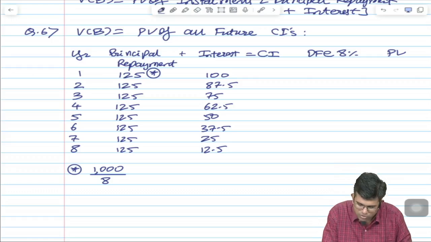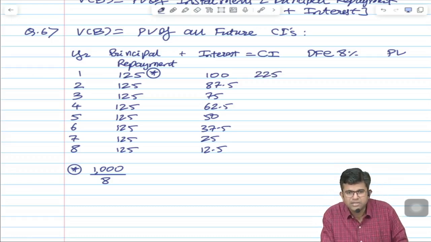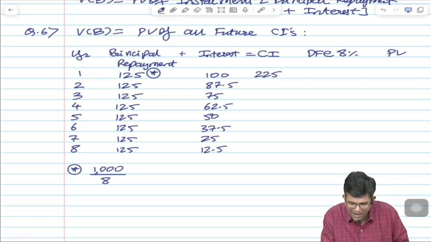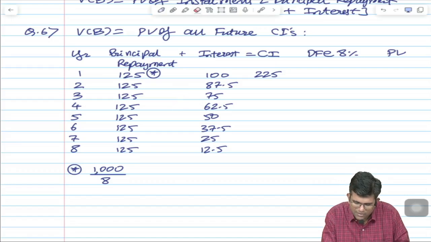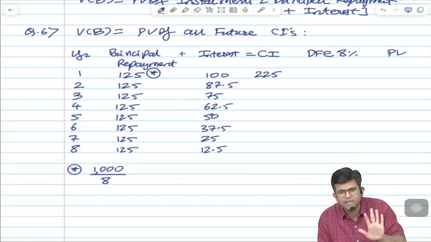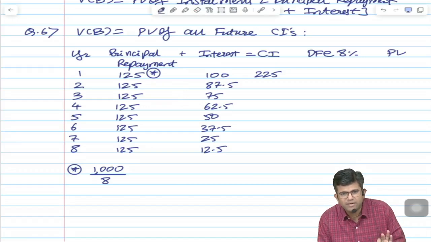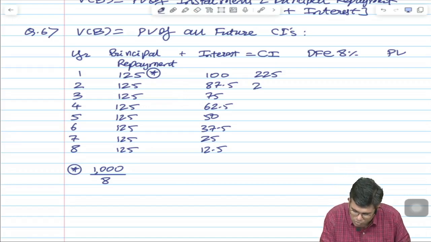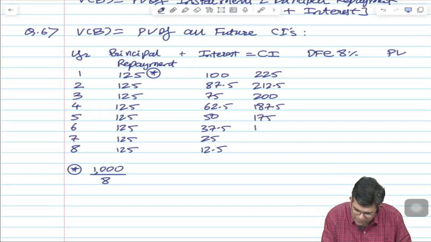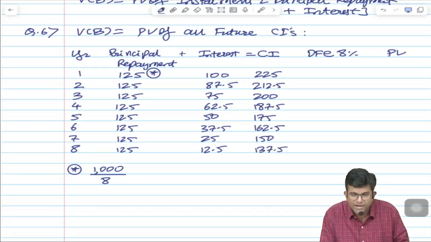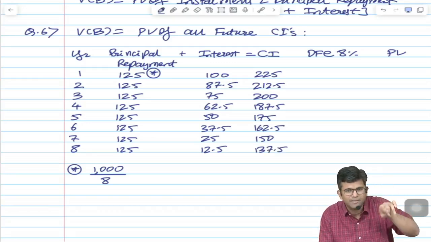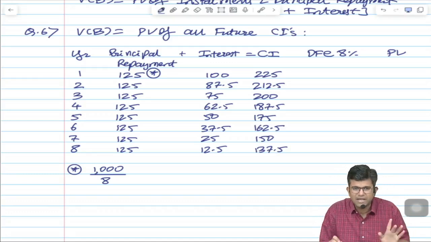So the total cash flow that you will be getting is 225. Now listen, I am not sitting here and adding. I know one thing, every year my cash flow is reducing by 12 and a half rupees. So this is 212.5. This is 200. This is 187.5, 175, 162.5, 150, 137.5. I did not even see the left side columns. I just subtracted 12 and a half rupees every year.